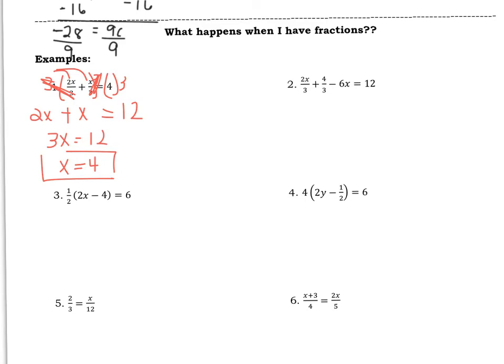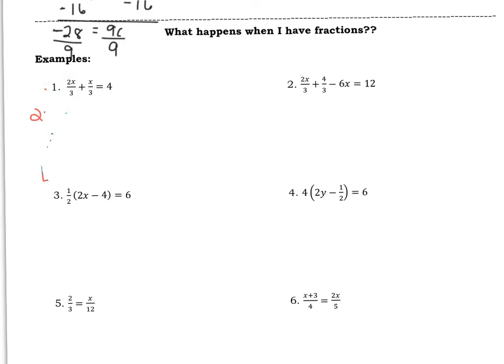So another way you could have done this problem, if I erase it, is you could have said, well, those two fractions have the same denominator, so I can just add them up. And I could say, well, 2x and x make 3x over 3 equals 4. And then I know 3x over 3 just makes x, so x equals 4. So that's another way you could do it.